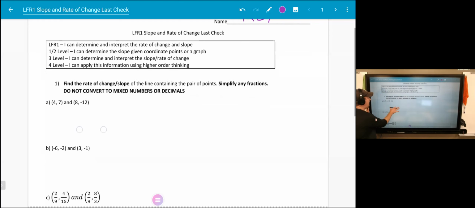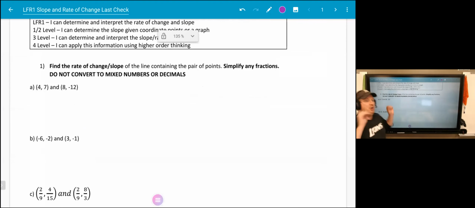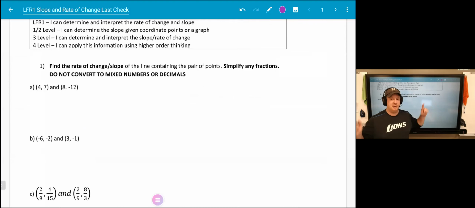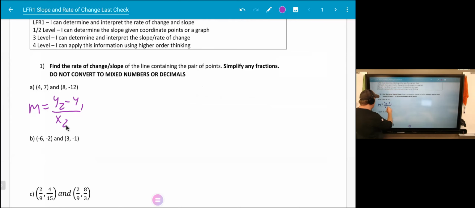So find the rate of change or slope of the line containing the pair of points. Simplify any fractions. Do not convert to mixed numbers or decimals. That's in bold letters, all caps. Don't do it, okay? Remember our slope is m equals y2 minus y1 over x2 minus x1.